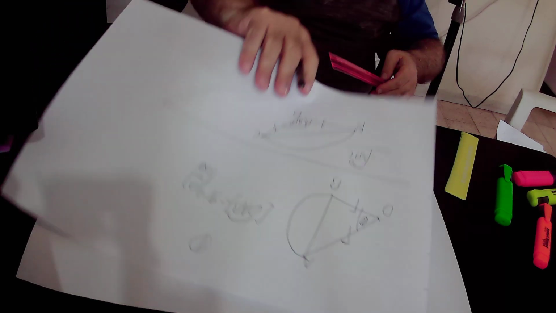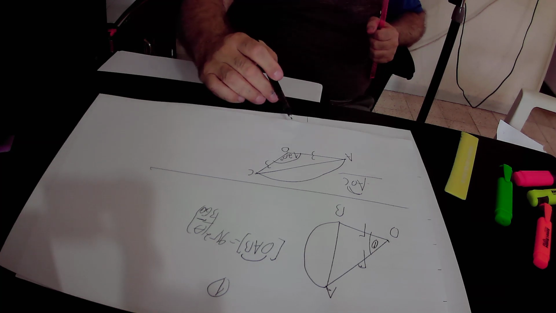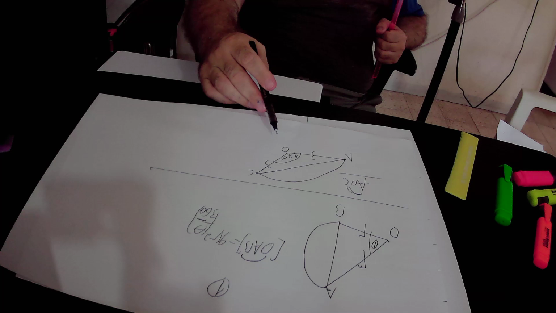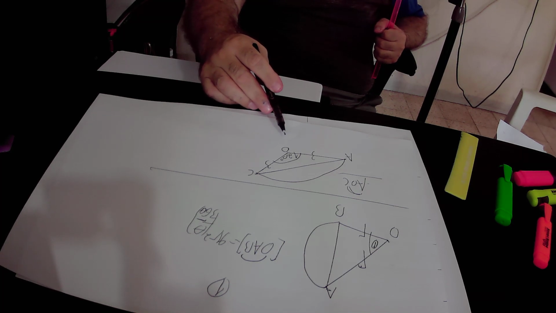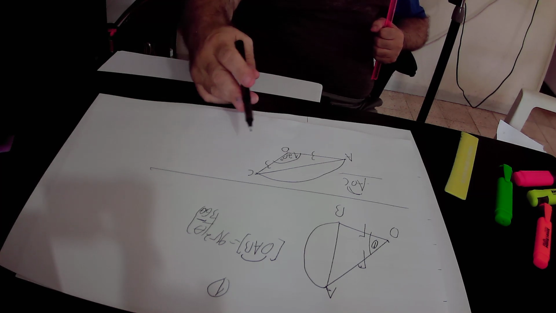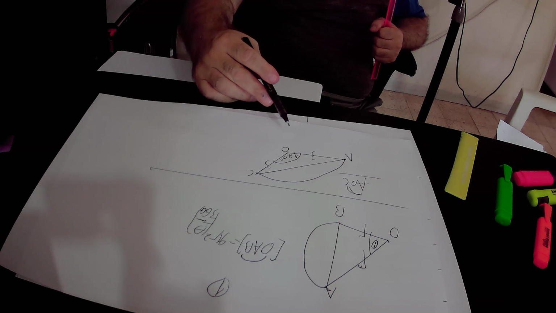So this is actually sector AOC that is copied from the original drawing. AO equals 3, OC equals 3. They are the radii of the semicircle that contains the sector, and they are also the legs of sector AOC. And the angle between the legs of sector AOC is 120 degrees. So theta equals 120 degrees and R equals 3.